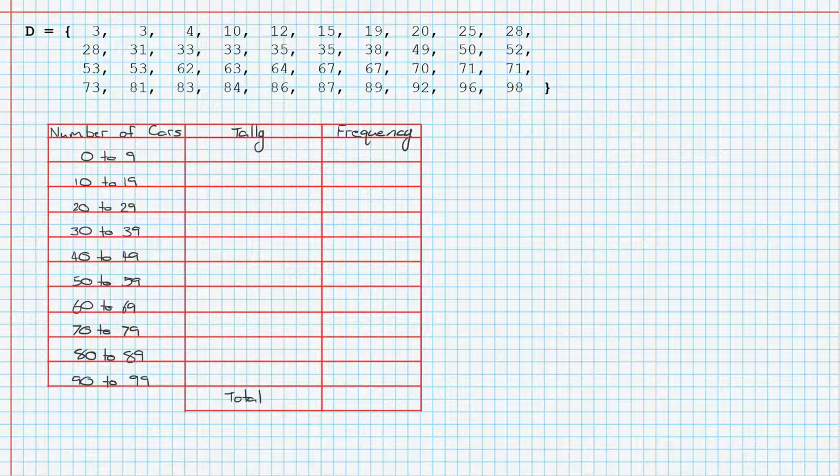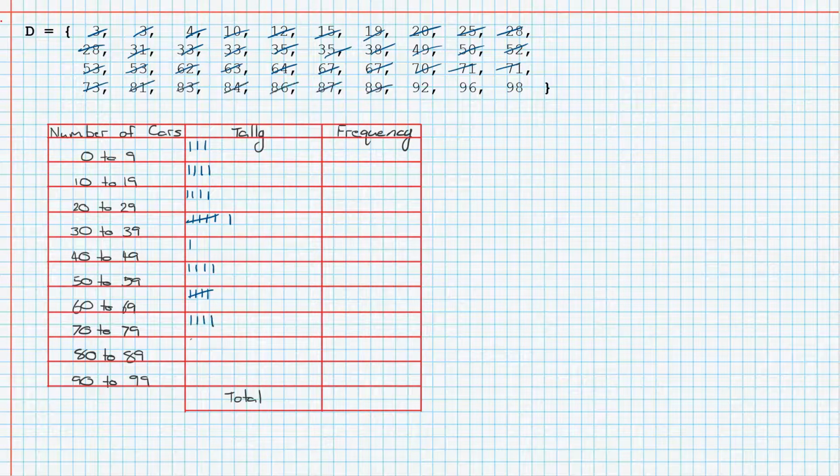So notice I've got my class intervals here, so 0 to 9, 10 to 19, 20 to 29. I simply populate my tally. So we'll go 3, 3, 4, then 10, 12, 15, 19, so that's 4. Okay, so nice and easy. The data's been tallied. Now the next thing is I need to do the frequency. So I just count the tally. And then finally, if we add all of these up, it's going to sum to a total of 40 days.